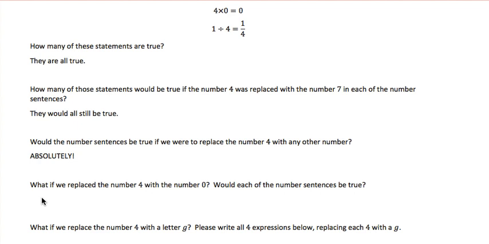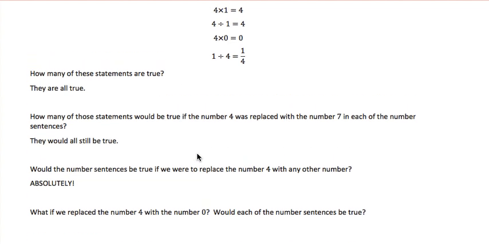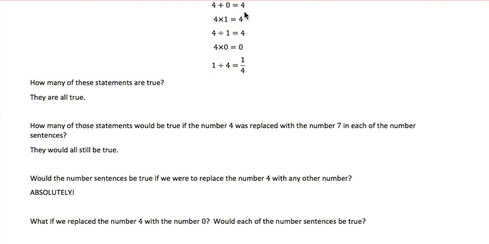Now we have one interesting side note. If we replace the number 4 with the number 0, let's go back and look at them. 0 plus 0 equals 0. 0 times 1 is 0. 0 divided by 1 equals 0. 0 times 0 is 0. 1 divided by 0 equals 1 over 0. Now, everything else seemed to check out pretty nicely, but 1 divided by 0 equals 1 over 0 doesn't make any sense.